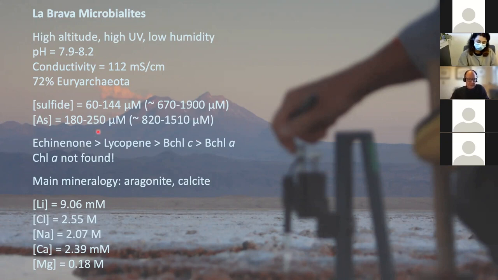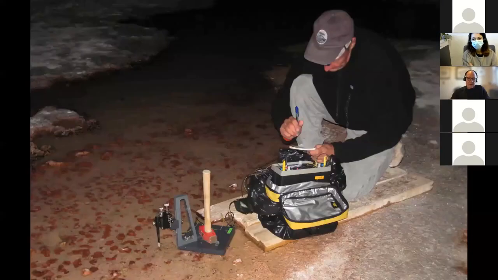But the photopigments for purple sulfur bacteria are found. Aragonite and calcite are inside the mat. Lithium is also very, very high, which I was just talking about earlier. The Atacama Desert is the prime location for lithium mining. Bolivia has a lot of lithium, but it's low grade. The Atacama Desert has very high grade lithium.